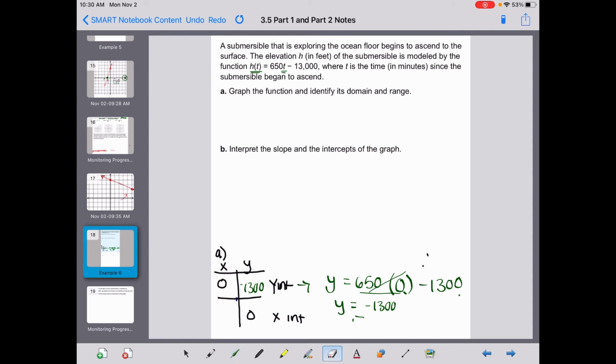Okay. Step 2, finding the x-intercept. This means we're going to plug 0 in for the y, or the h of t. So I'm going to plug 0 in for my y, and I'm going to solve for my t, or my x value.